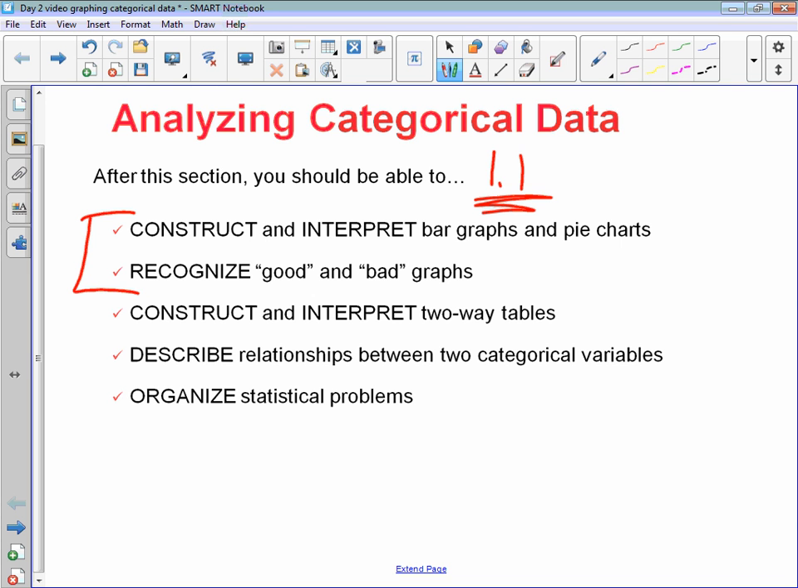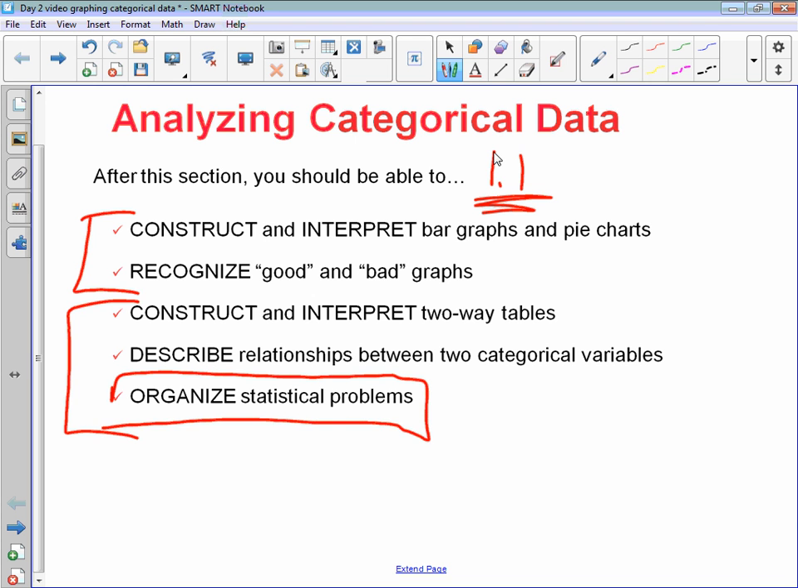Then in tomorrow's video, we'll be constructing and interpreting two-way tables, describing relationships between two categorical variables, and organizing statistical problems. That's going to be a big one, and this one is really setting us up for the AP exam. But for now, we're going to talk about just these two.